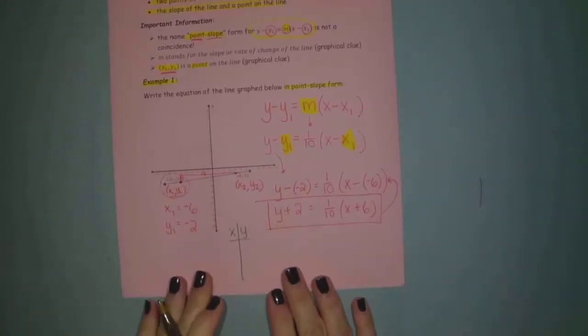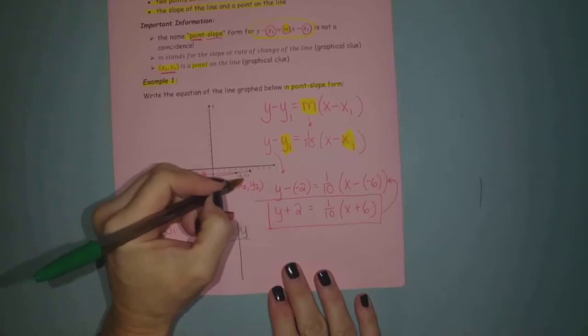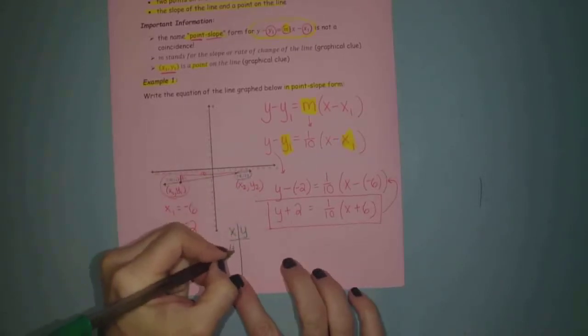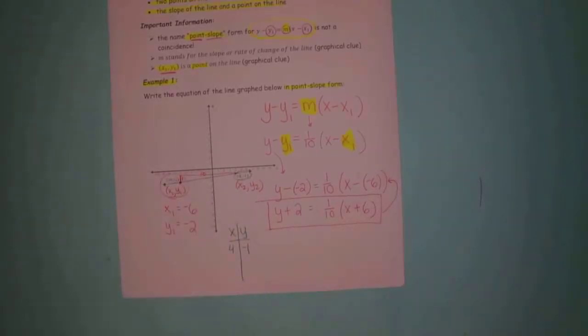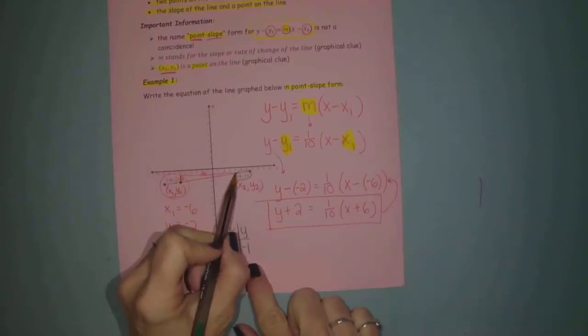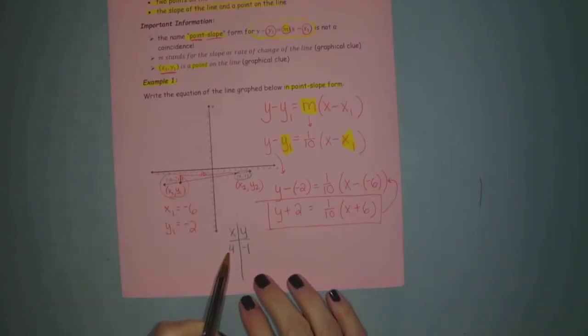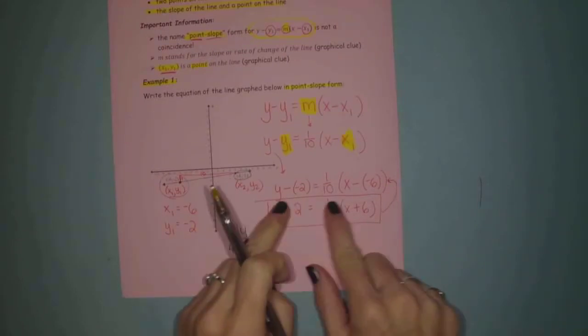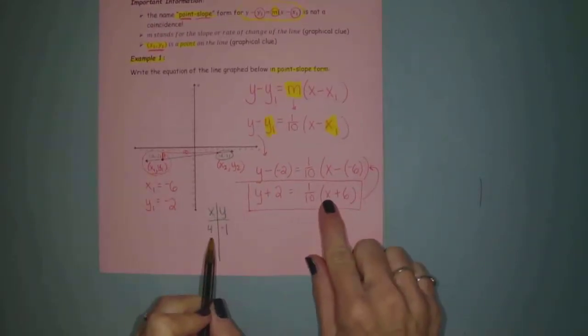Well, supposedly the point (4, -1) is on my line. 4, -1, because it's right there on the line. So when x is 4, the y value should be -1. Well, let's see if it is. Let's let the x value be 4.